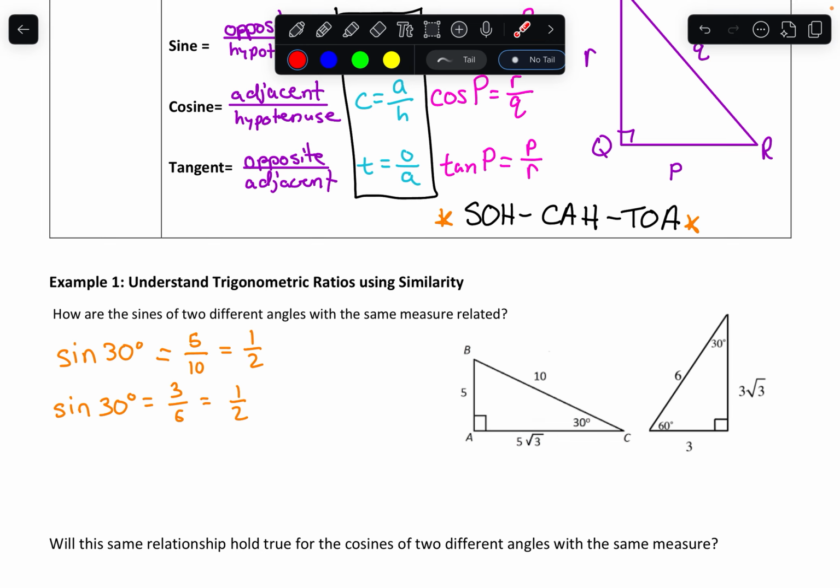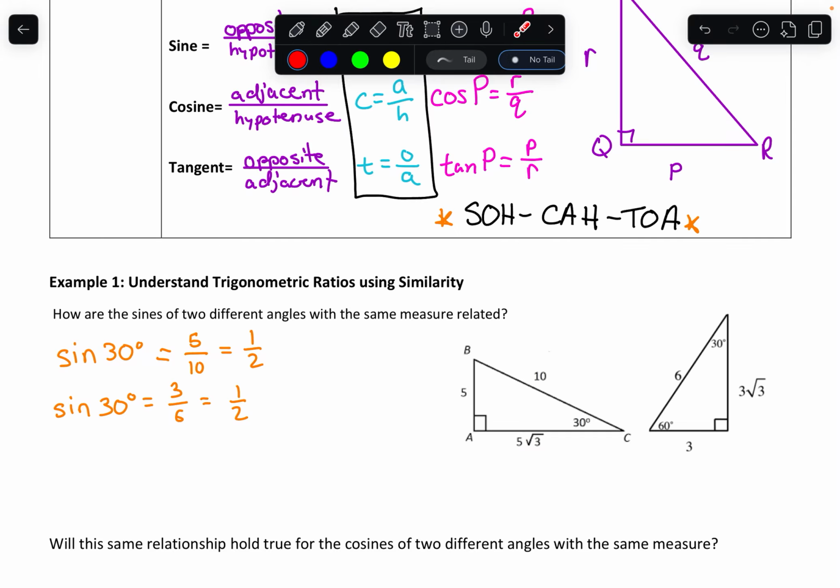And that's going to happen for every 30-degree angle. The 1/2, the sine of 30, becomes a property of that number. Every number has a sine, a cosine, and a tangent. And they're always going to be consistent. Every time I calculate the sine of 30, it's going to be 1/2.